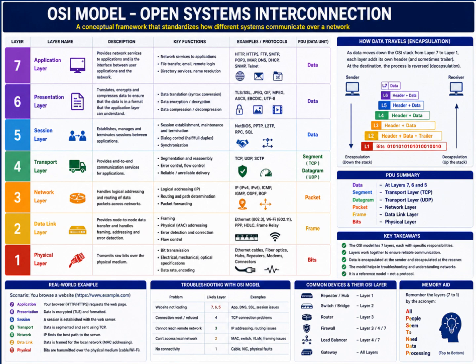At the upper layers, the information is simply called data. At the transport layer, it becomes segments or datagrams. At the network layer, it becomes packets. At the data link layer, it becomes frames. And at the physical layer, it becomes bits.